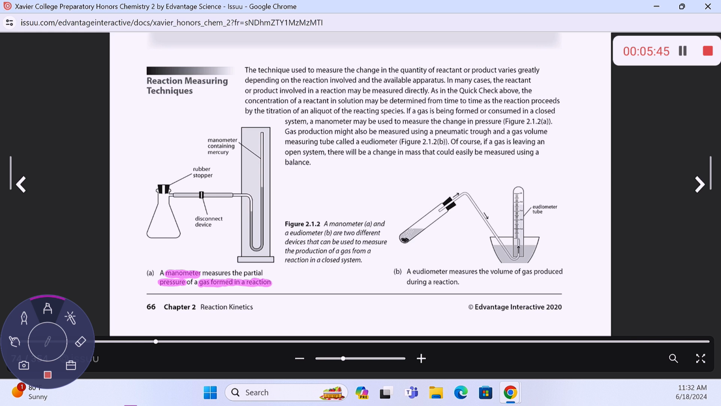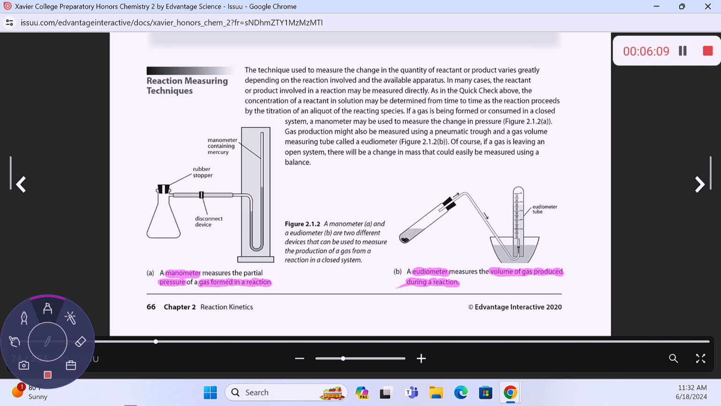And then you've also got something called a eudiometer. This measures the volume of gas produced during a chemical reaction. You've got an airtight container with the reaction in it releasing the volume of gas. You collect that volume of gas above water in something that looks like a burette, but it's really a eudiometer tube because it has a closed end on it.